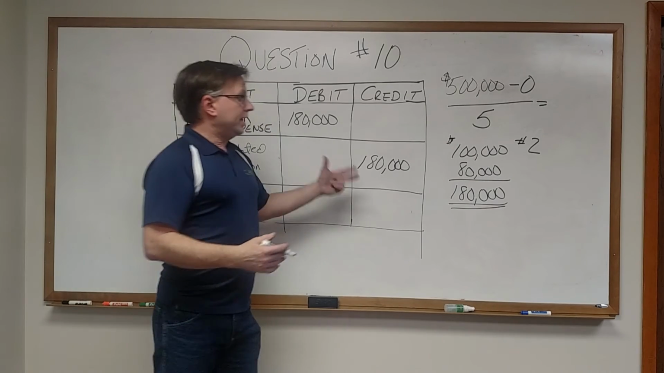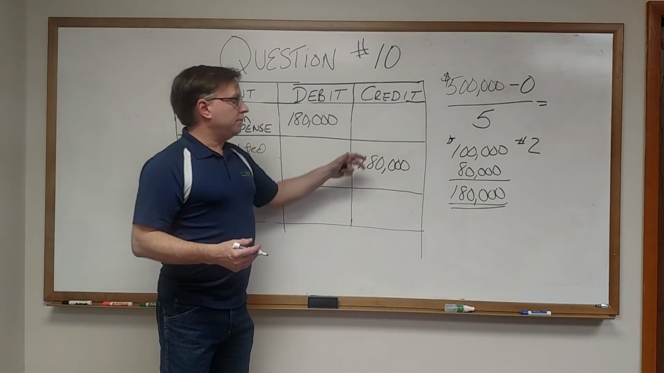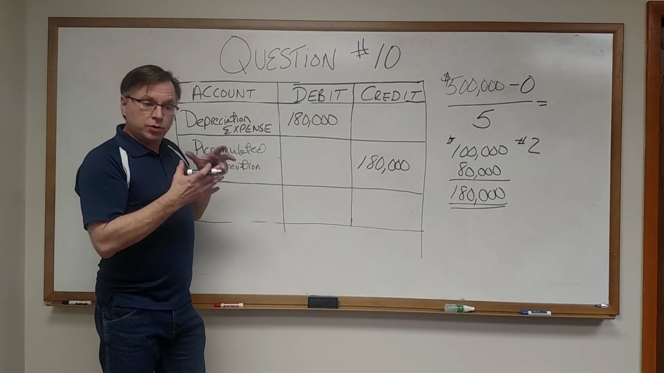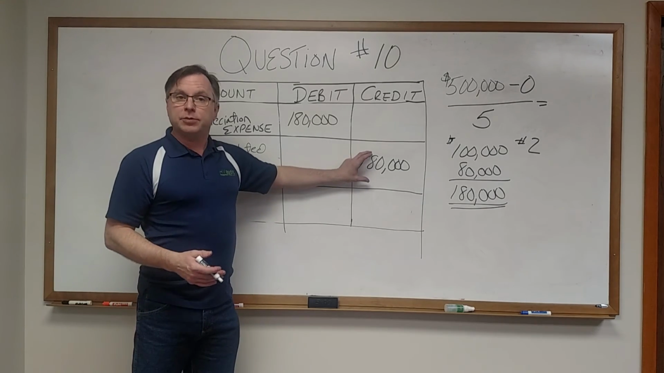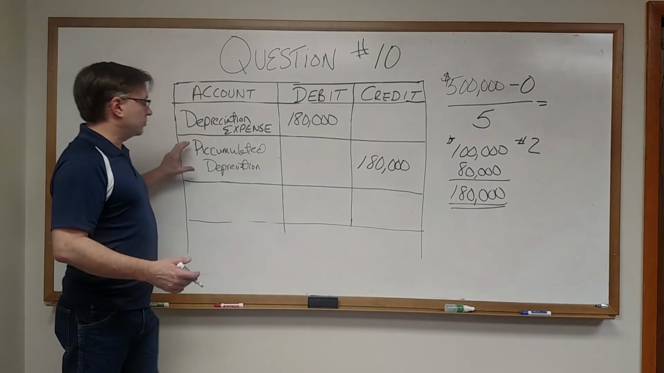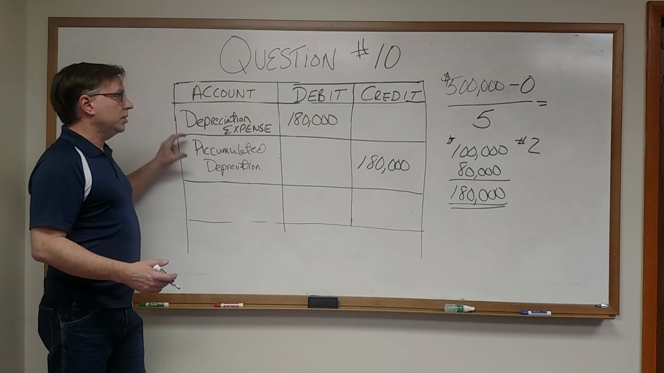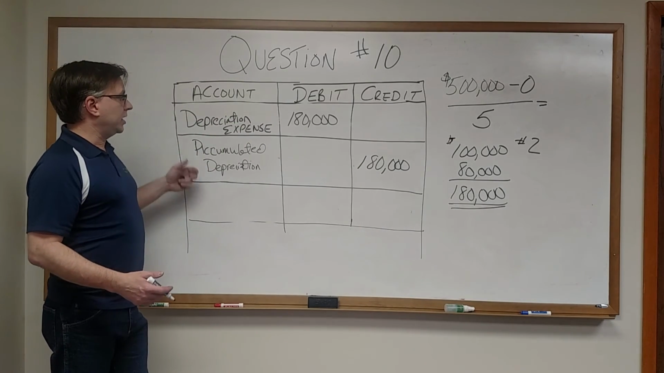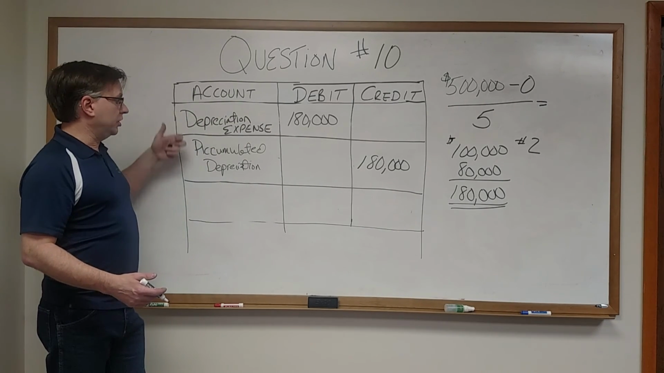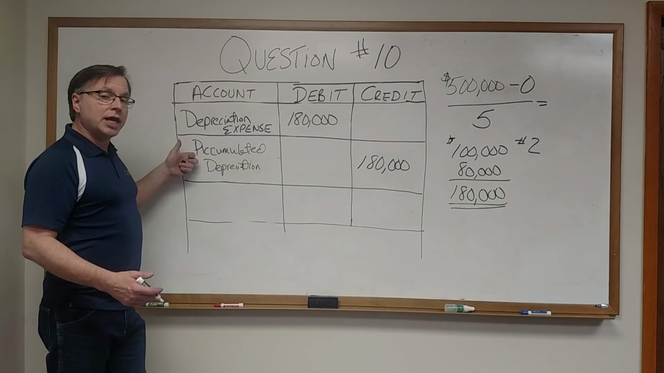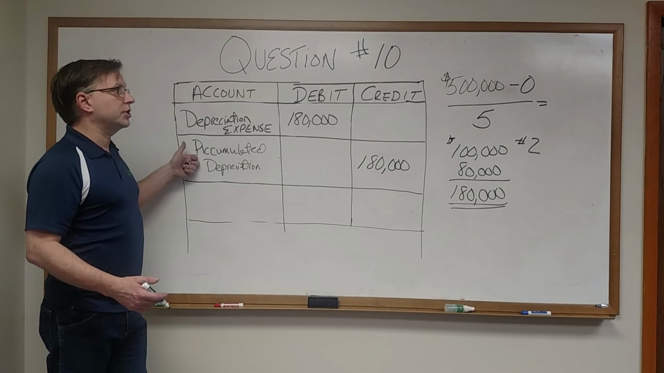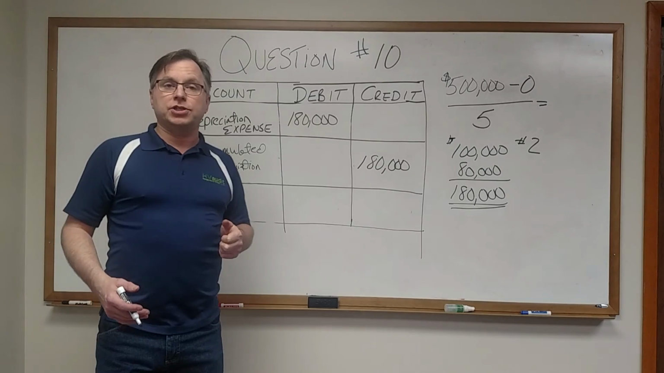And so we keep track of how much of that equipment that we purchased, or that is an asset that we have depreciated over the years. That's what accumulated depreciation is. So now we've got a balanced transaction, we've recorded our depreciation, we've increased our contra asset accumulated depreciation, and we now have the answer for question number 10.